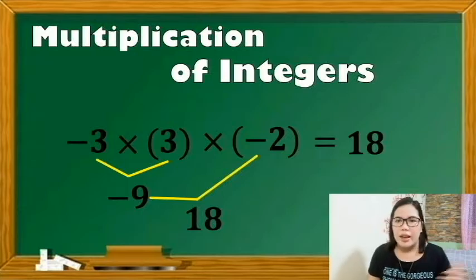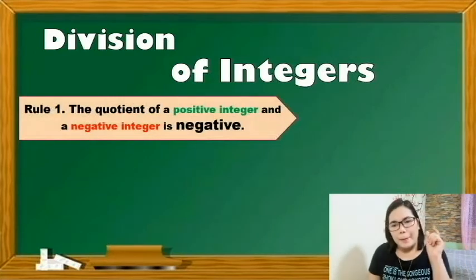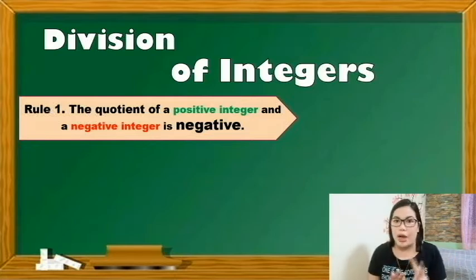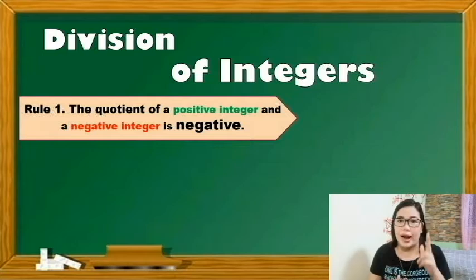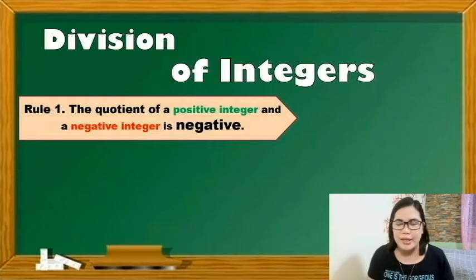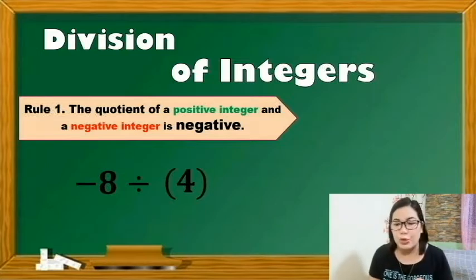Okay. So, let's have division of integers. Rule number 1. The quotient of a positive and a negative integer is negative. So, kung naa kay opposite signs, imo na nang i-divide, si positive divided by negative, the quotient is always negative. Or si negative divided by positive, ang quotient niya kanunay nga negative. Okay, so let's have this example. Negative 8 divided by 4. Negative divided by positive, so expected nga negative ang atong quotient. So, that is equal to negative 2.